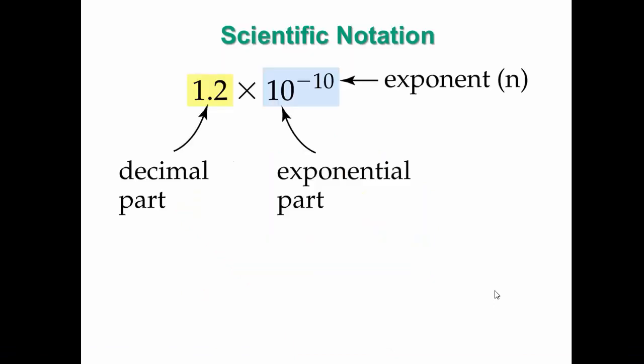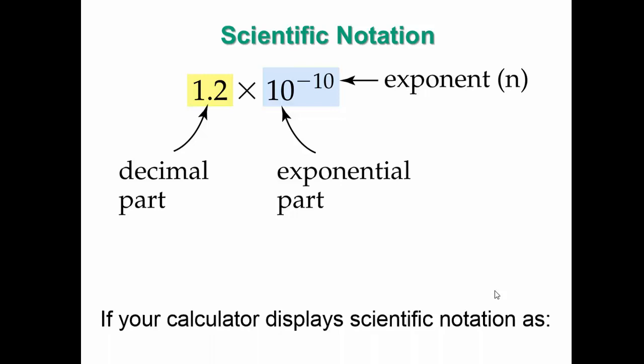In scientific notation, you have a number portion that usually involves the use of a decimal. In this case, it's 1.2. And then you have a times 10 to an exponent, which is the exponential portion of the two.